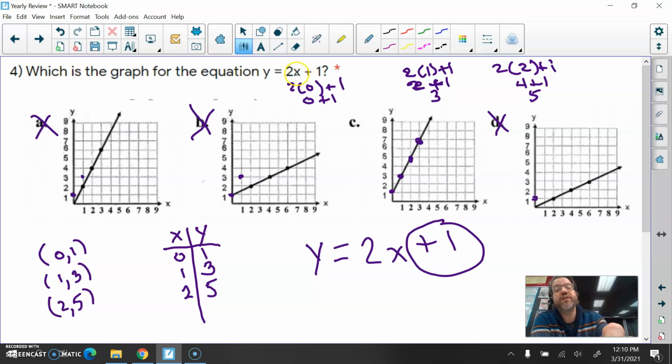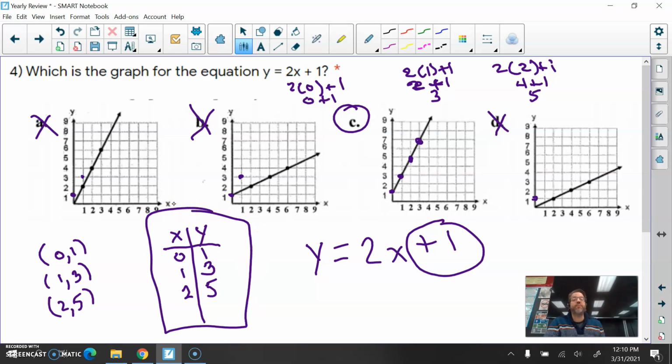Take 2 times 3. That's 6. 6 plus 1 is 7. So it makes sense that when x is 3, y is 7. C is your answer here. But I wouldn't try solving one like this without making a table first, okay? Always make a table first.